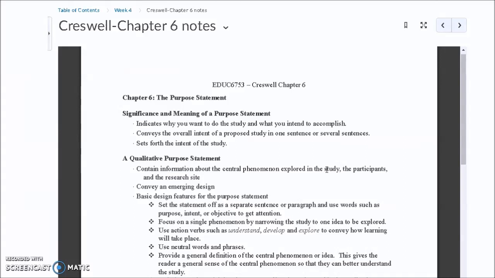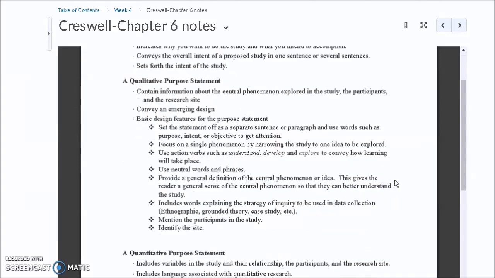It also conveys an emerging design and uses qualitative words, like the purpose of the study is so and so, or the study aims to. And so there is clear indication as to what is the purpose of the study. Creswell's book also provides you an example of the purpose statement, which is on page number 119.